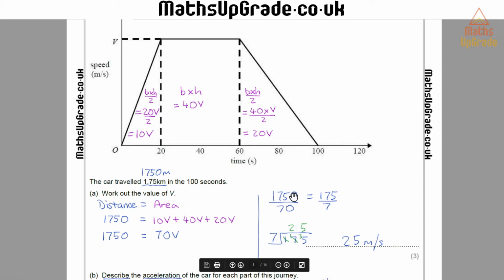Working this out without a calculator is not straightforward, so I'm going to find an equivalent fraction. In other words, I'm going to divide the numerator and denominator by 10 to give 175 divided by 7. I can just use short division. That gives me 25, and it's in meters per second, because I could turn this into meters divided by seconds. So that is your answer for that first part of the question, and that's worth 3 marks.